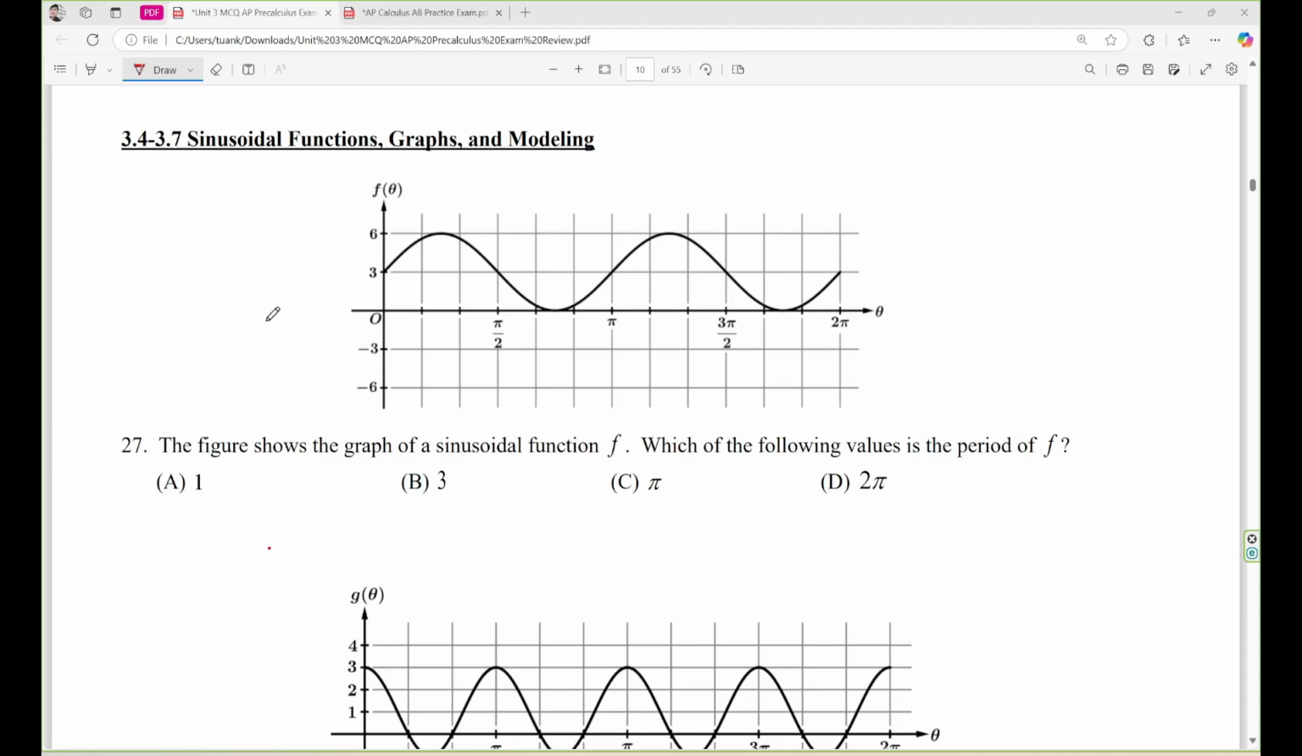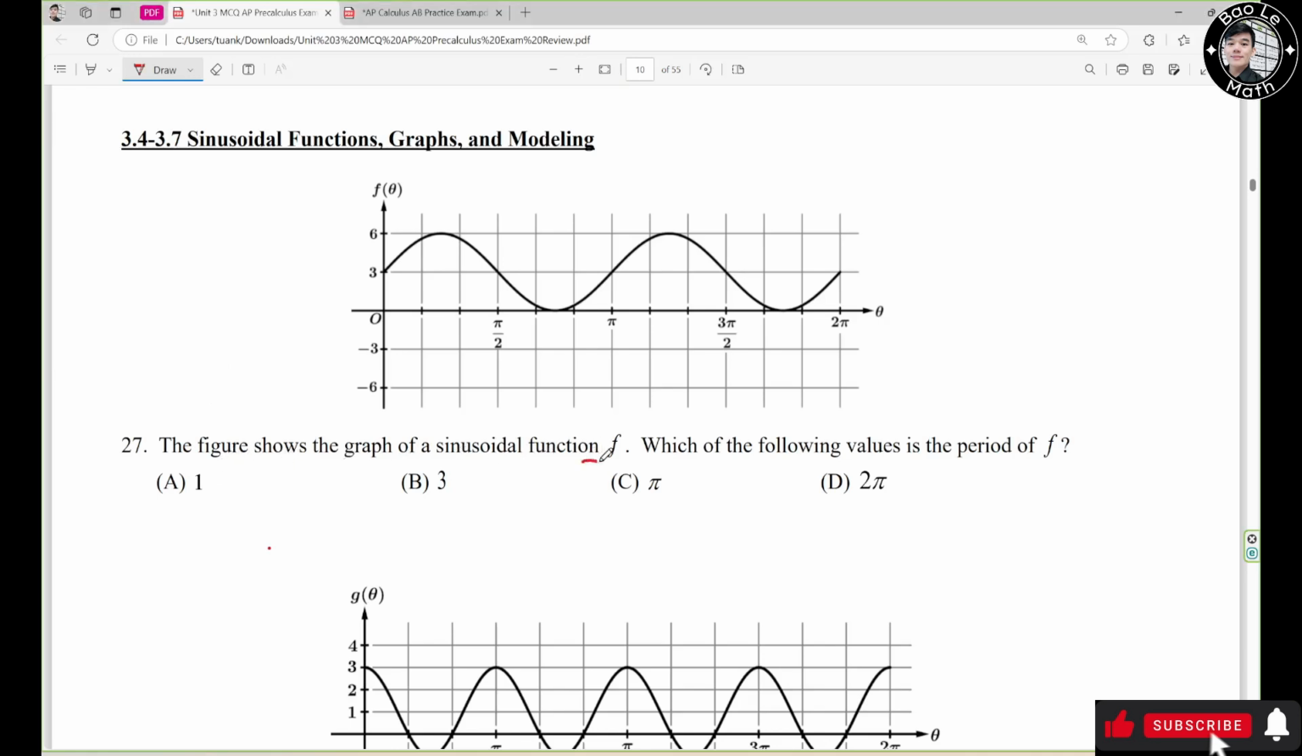Hello everyone, in this video we're going to review AP Precalculus topic 3.4 to 3.7 Sinusoidal functions, graphs and modeling. Question 27. The figure shows the graph of a sinusoidal function f. Which of the following values is the period of the function f?